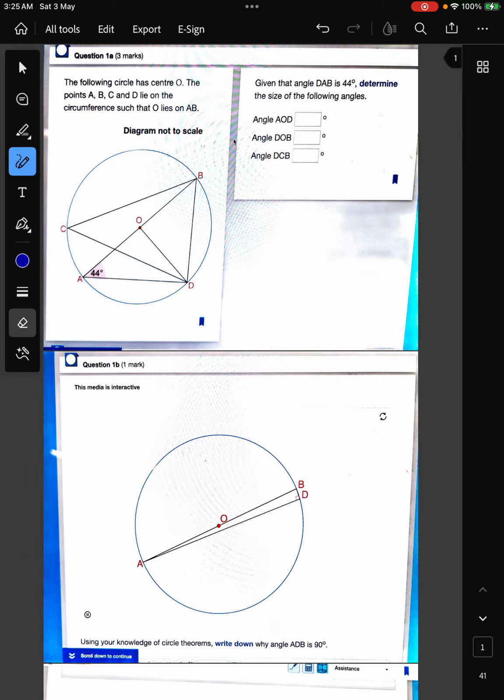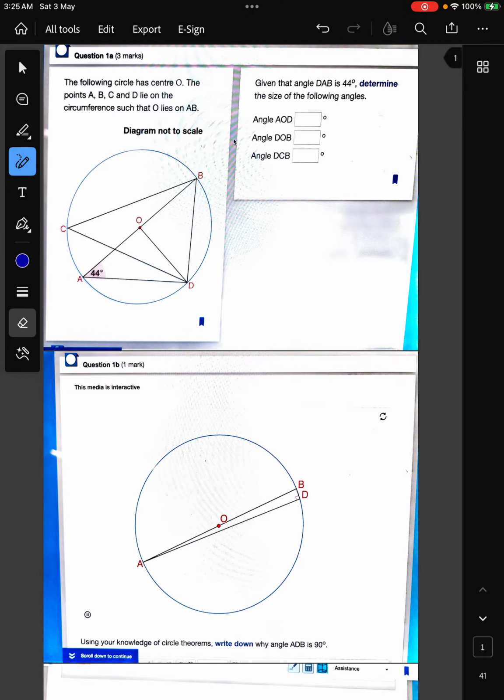So let's look at question 1. This is basically a circle theorem question. Again, a very popular question, so nothing unpredictable, nothing surprising here. So let's get down to this problem.